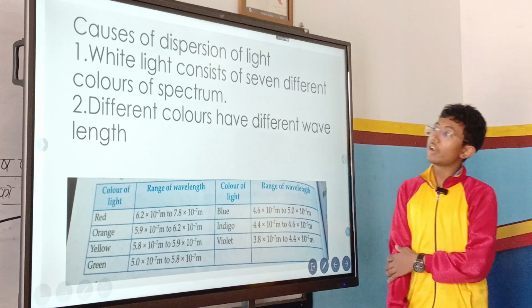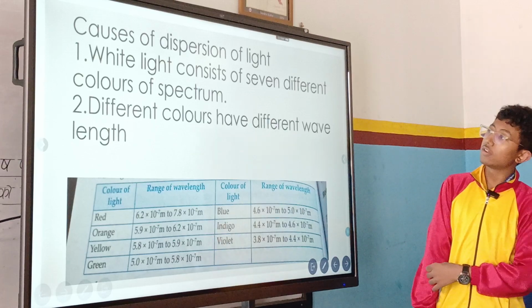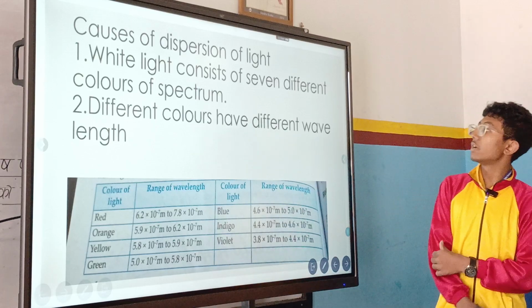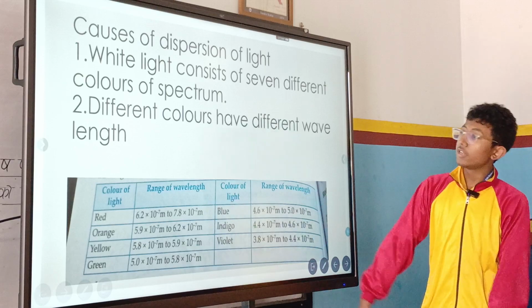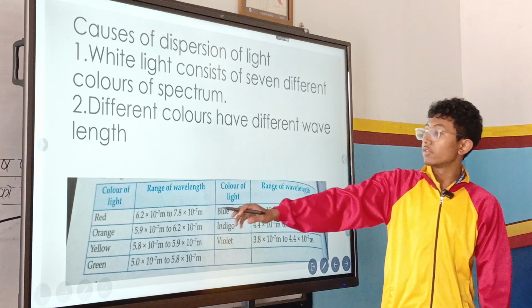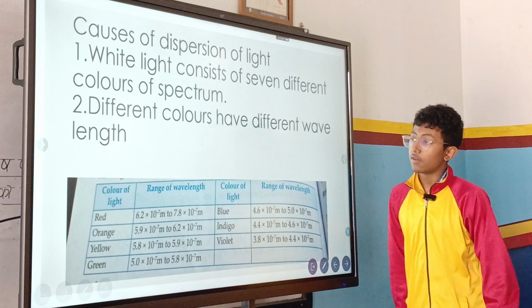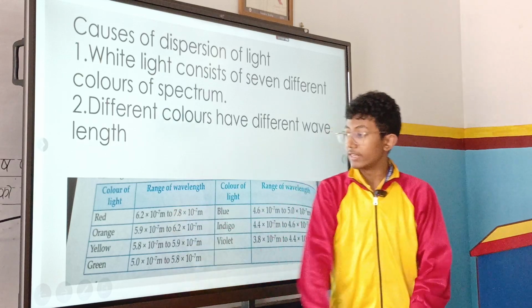Causes of dispersion of light. White light consists of seven different colors of the spectrum, and different colors have different wavelengths. So here is the range of wavelength of different colors: red, orange, yellow, and green.